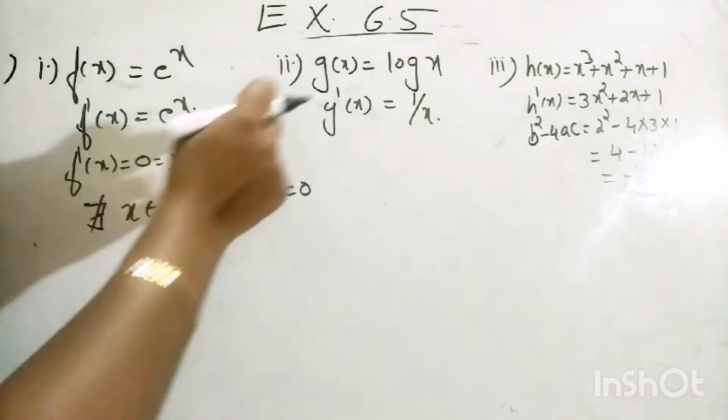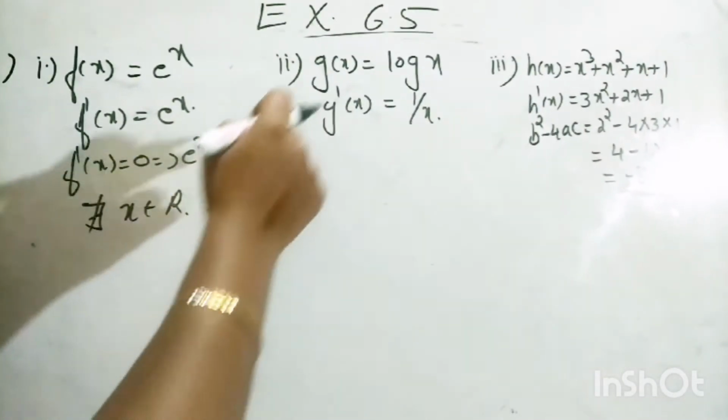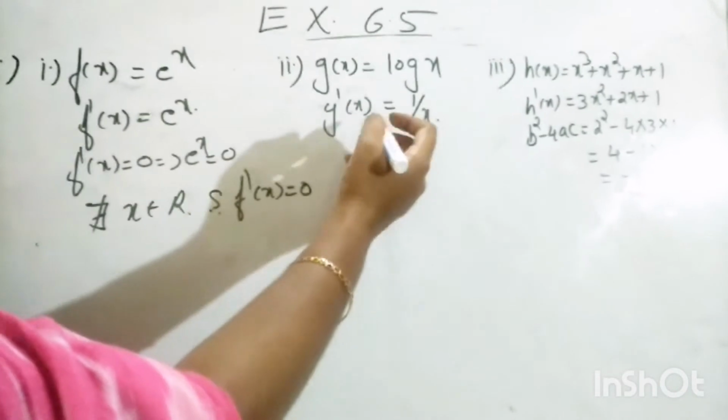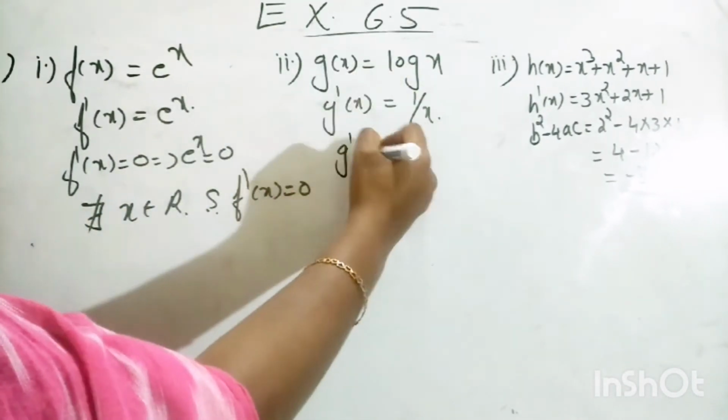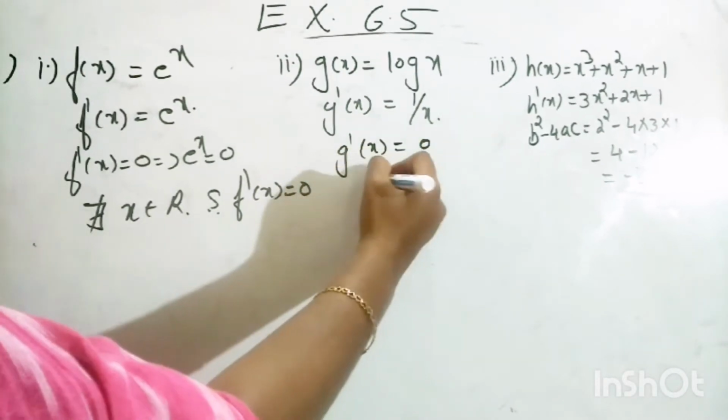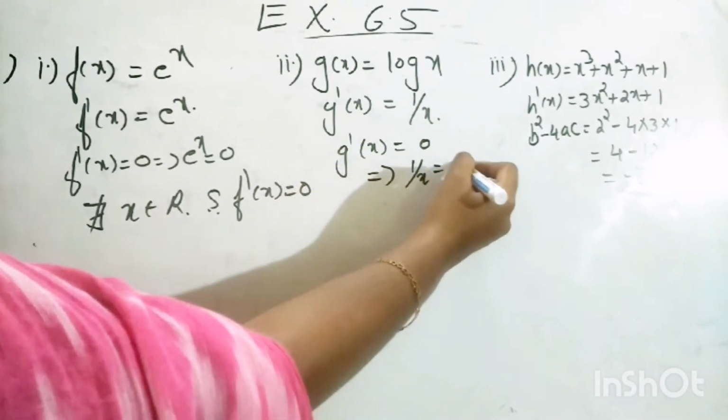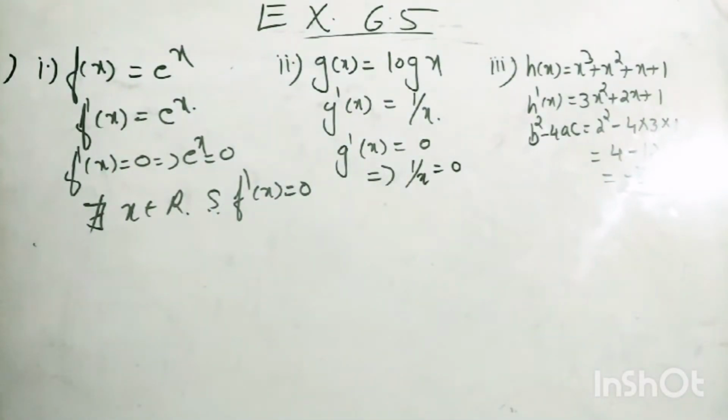Now, the second one is g of x is equal to log x, and thus g dash of x is equal to the derivative of log x, which is 1 by x. Here, if g dash of x is equal to 0, this implies 1 by x is equal to 0.